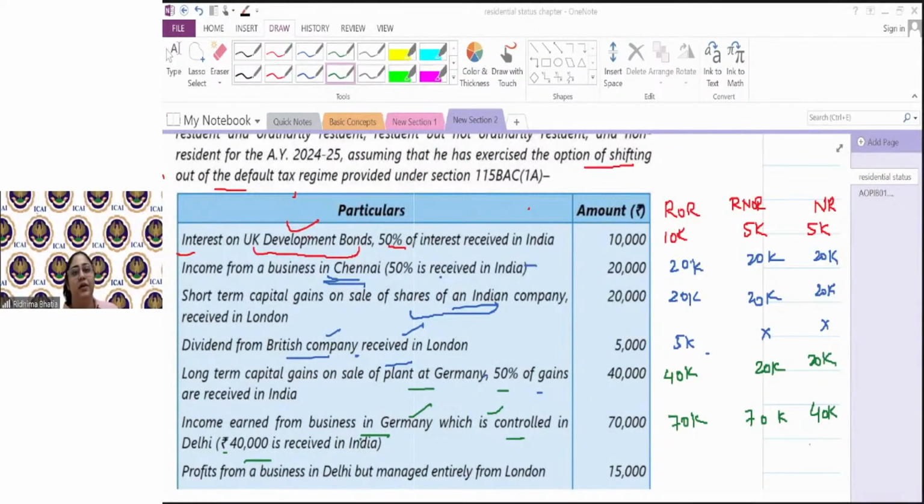डिविडेंड ब्रिटिश कंपनी का है, बाहर का डिविडेंड, बट रिसीव हुआ है लंदन में, तो ना ही अक्रूड इन इंडिया है ना ही रिसीव्ड इन इंडिया है फ्रॉम द पर्सपेक्टिव ऑफ नॉन RNOR and NR. But global income is taxable for resident, it would be taxable. Okay.